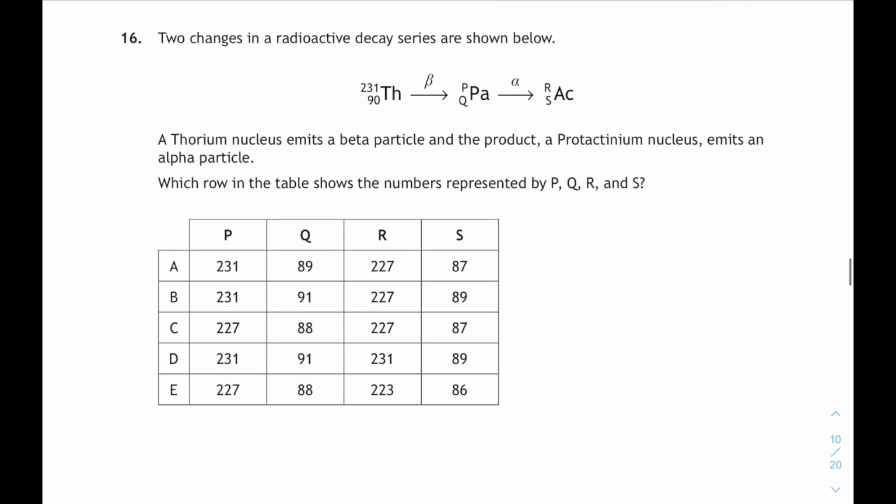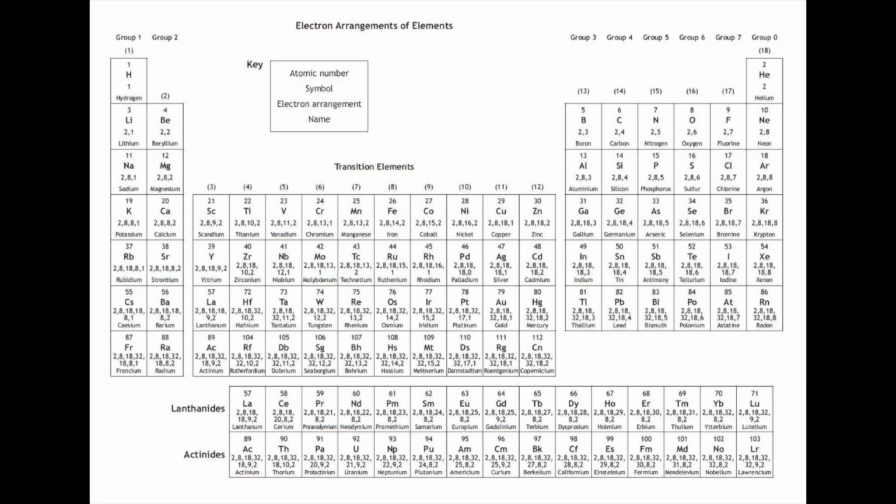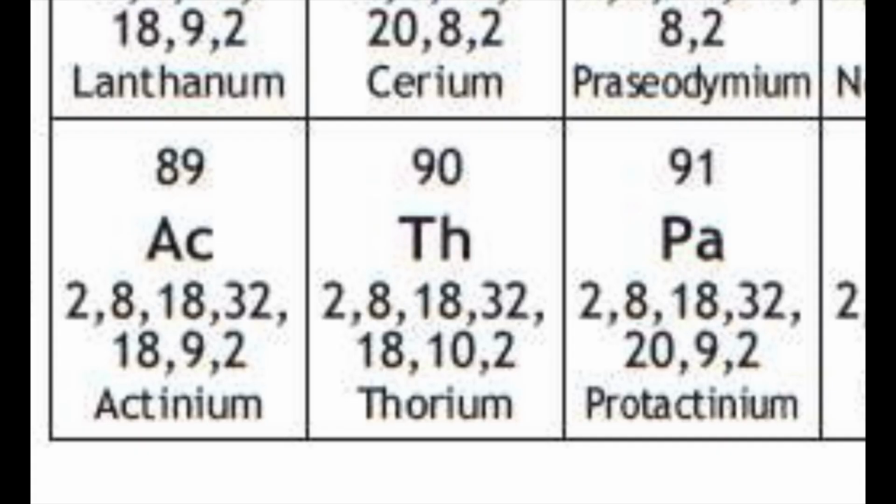Question 16. Two changes in a radioactive decay series are shown below. Now I've got 3 different elements here, and this is where your periodic table might come in handy, and there's a periodic table in your relationship sheet booklet. And we can zoom in on the 3 elements in question here.